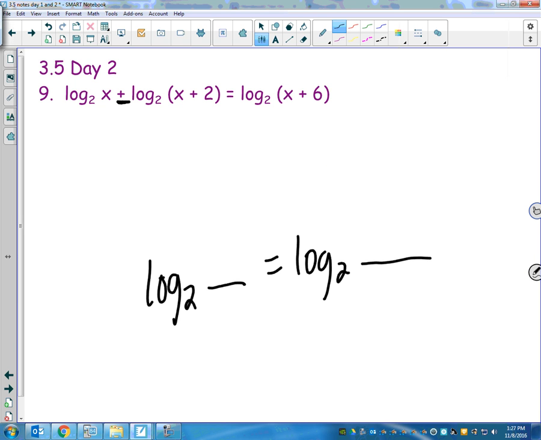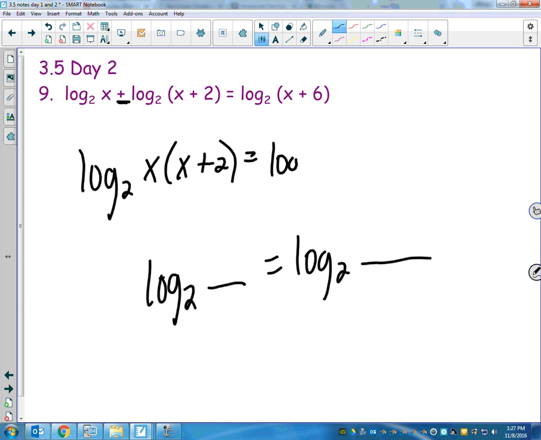So addition goes back together as what with our properties? Multiplication. So I could write this as x times x plus 2 equals log 2 of x plus 6. So if you see logs added or subtracted, or you see a number in front that you could put up as an exponent in an equation, you should always do that. So those properties, putting them back together.